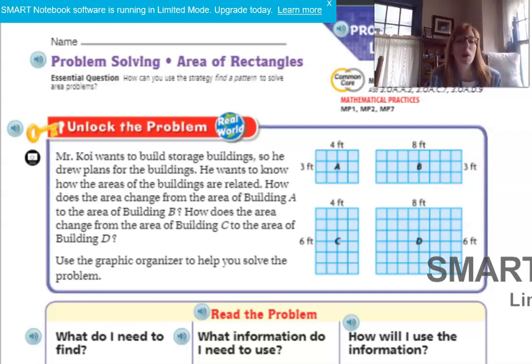So it says problem solving, area of rectangles. How can you use the strategy find a pattern to solve the area problem?